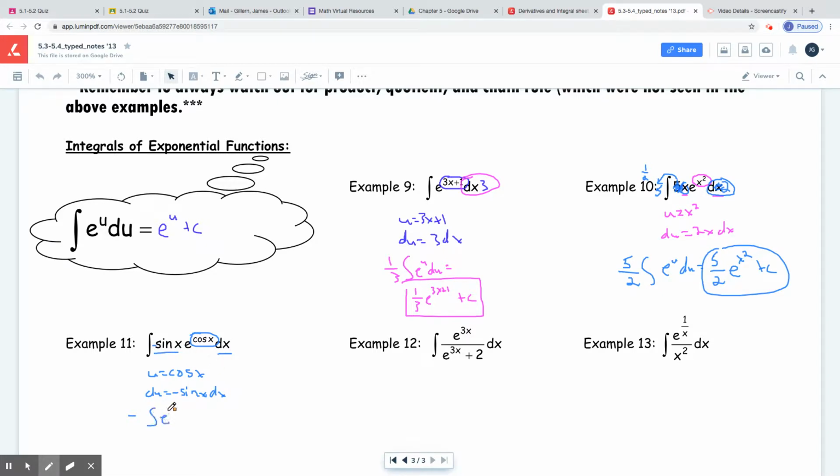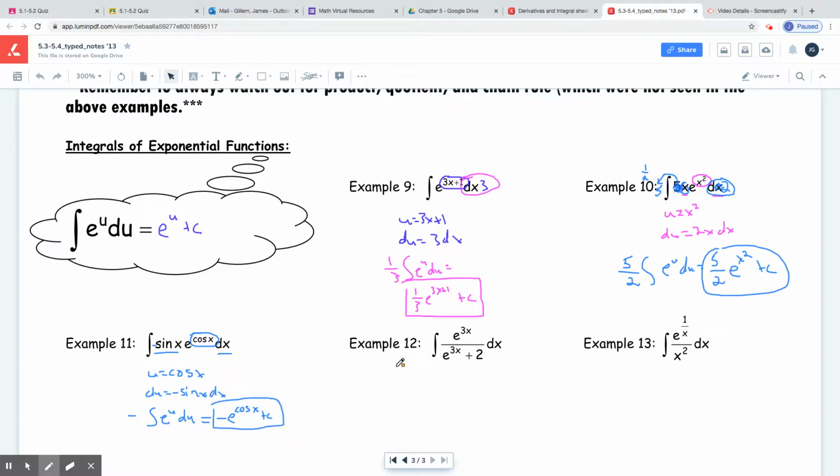Integral of e cosine x, which is just e to the u du, which equals negative e to the cosine x plus c.